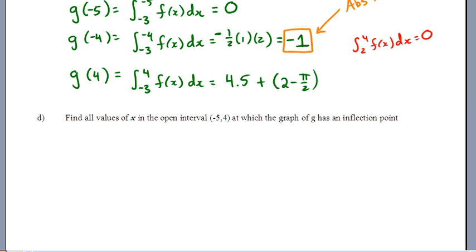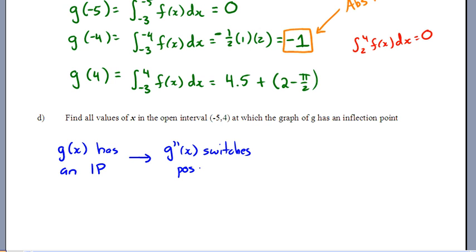This last part actually goes pretty fast. Find all x values inside the endpoints, not worried about the endpoints, where the graph of g has an inflection point. Pretty nice, easy to do. If g of x has an inflection point, then that tells me that g double prime has to be switching. I don't care whether it switches from positive to negative or from negative to positive, but it's got to do one of those.